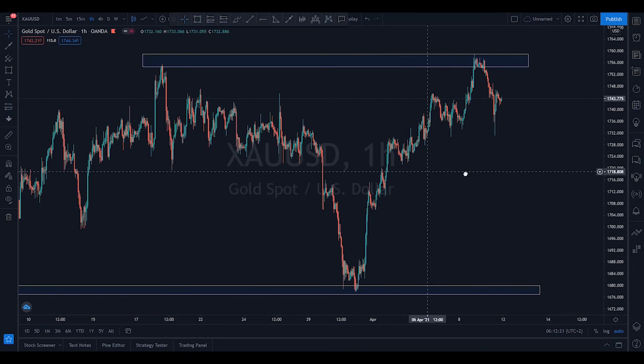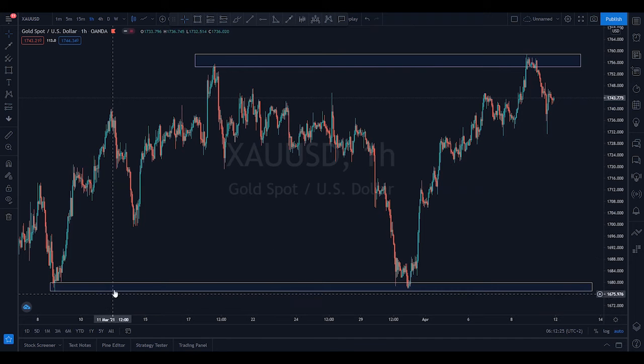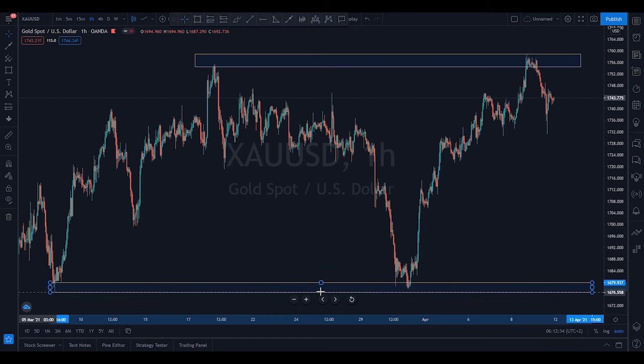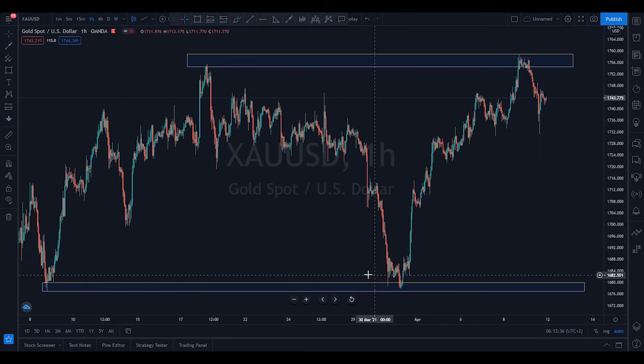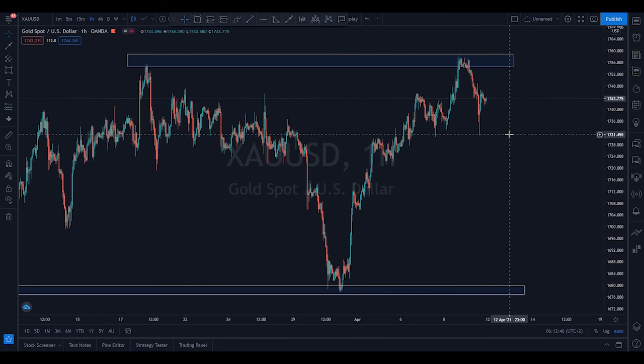Okay, so that's basically how I draw my support and resistance. You can see this rectangle here, that is the support, is not too big. It's a support that is easy for me. That's going to help me to enter into the market early. And also here you can see that the resistance is going to help me to enter into the market much earlier. So that's basically how I draw my support and resistance.